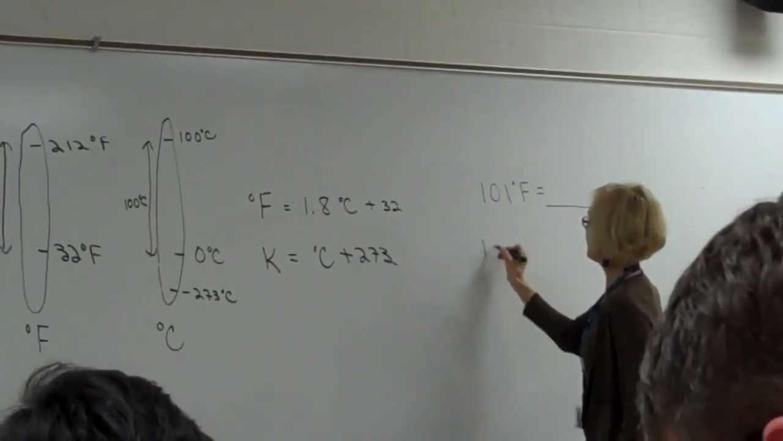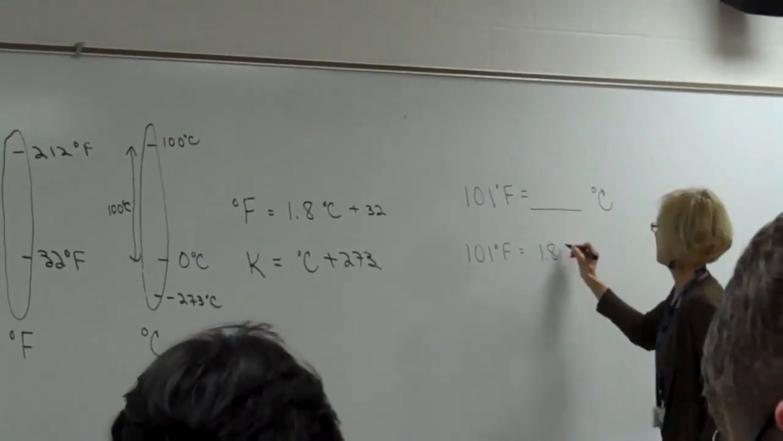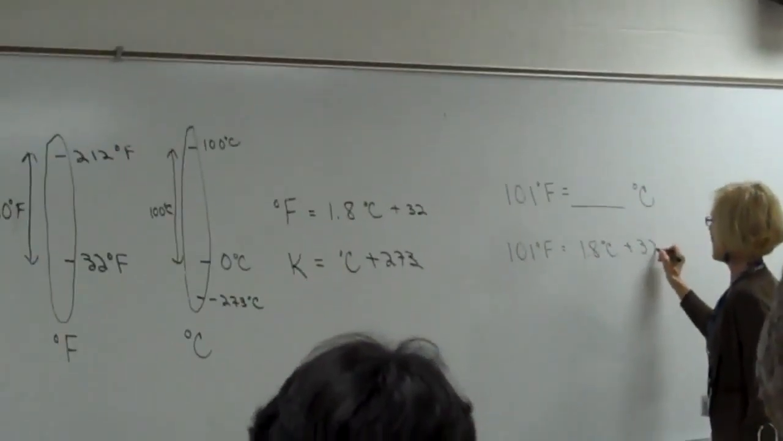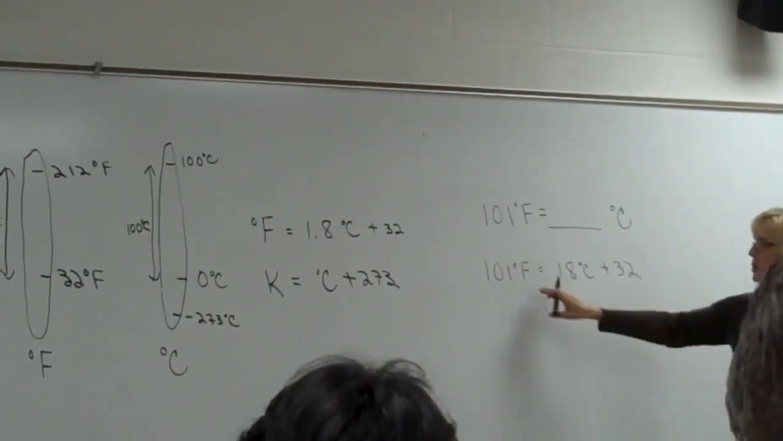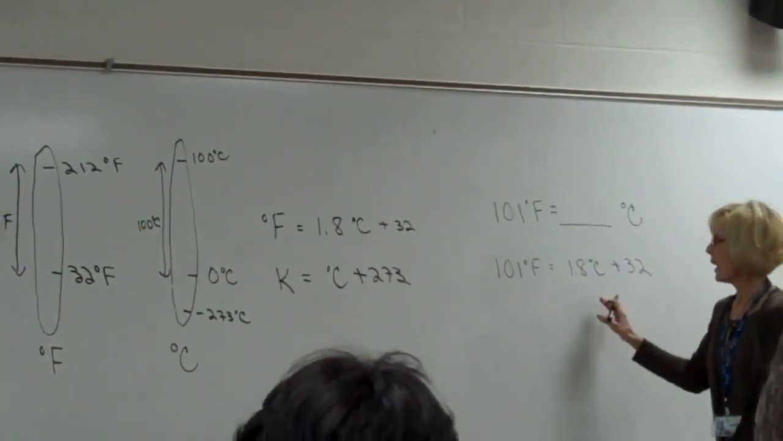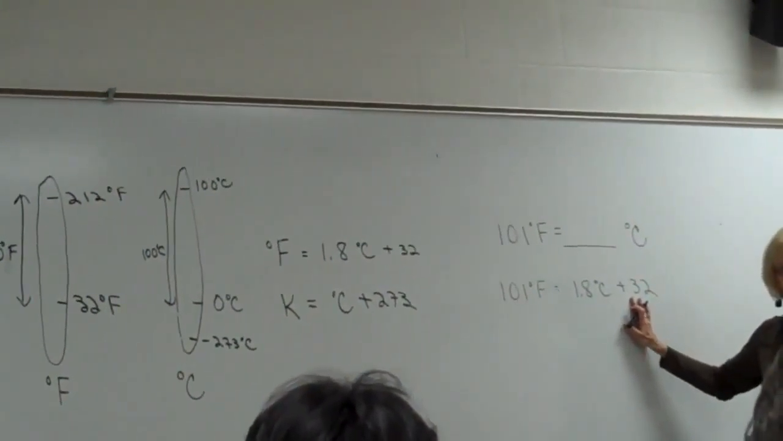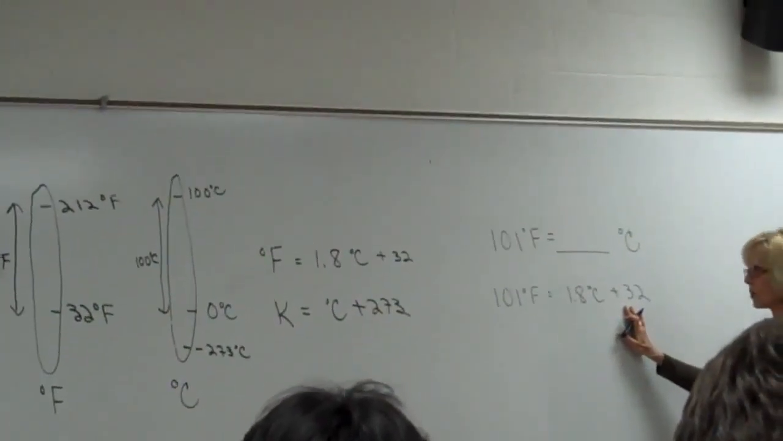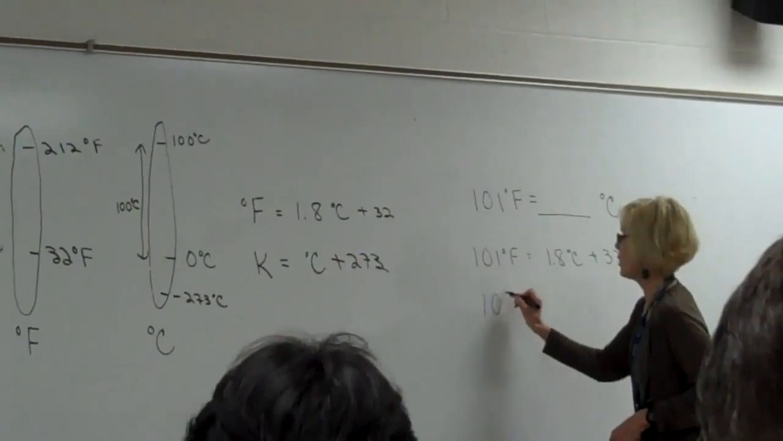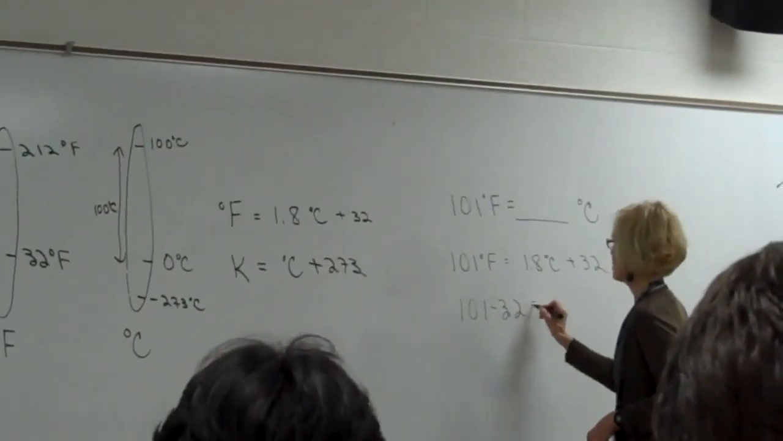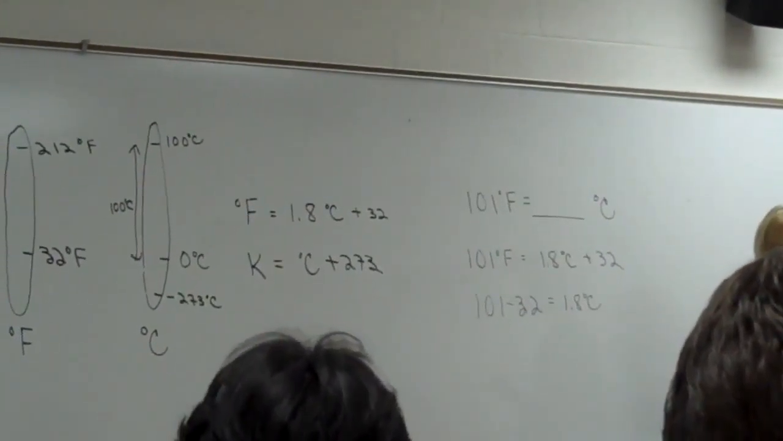But this time, I know that. So I write my equation down and I put what I know in it. Okay, so we got this 101. Now, again, I'm going to take it slowly through this. Let's subtract 32 from both sides. I want C to stand alone. So I'm going to have 101 minus 32 is equal to 1.8 times degrees Celsius.